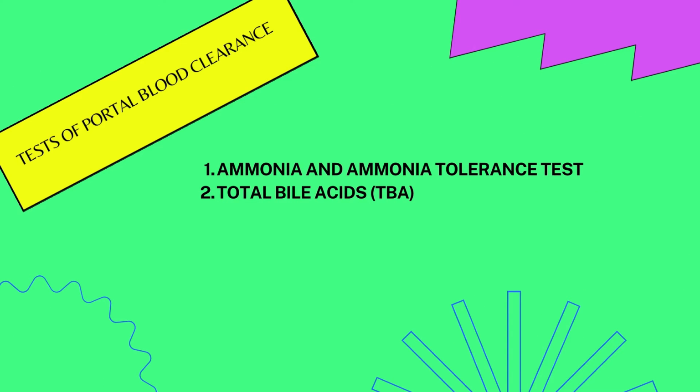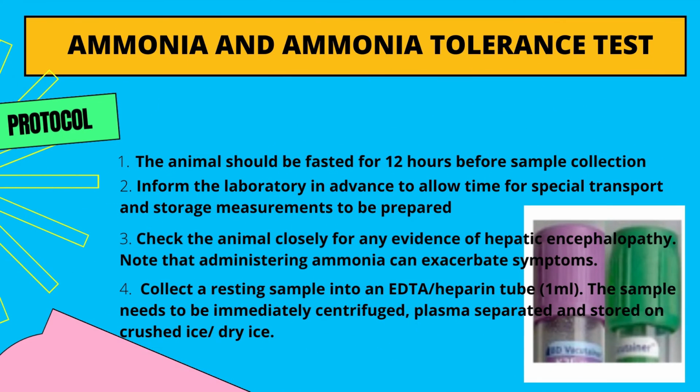There are two types of tests for portal blood clearance. The first one is the ammonia and ammonia tolerance test, and the second one is total bile acids. The protocol for the ammonia and ammonia tolerance test: first, the animal should be fasted for 12 hours before sample collection. Inform the laboratory in advance to allow time for special transport and storage measures to be prepared. Check the animal closely for any evidence of hepatic encephalopathy. Note that administering ammonia can exacerbate symptoms.